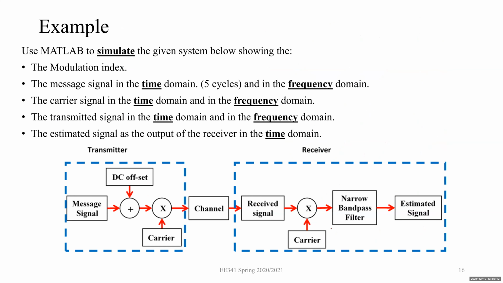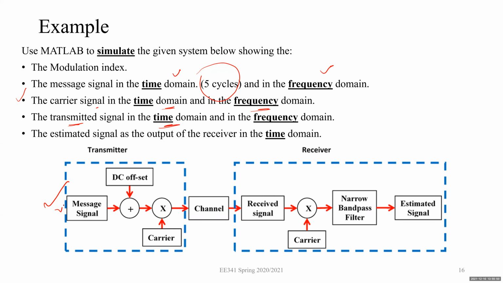Okay, then we have our example. We have to simulate the given system. For the message signal, first of all, we have to plot it in the time domain and frequency domain, and the number of cycles will be 5. First we will define the carrier signal, then plot it in the time domain and then the frequency domain, then the transmitted signal plotted in the frequency and time domain, and then the estimated signal output both in frequency and time domain.